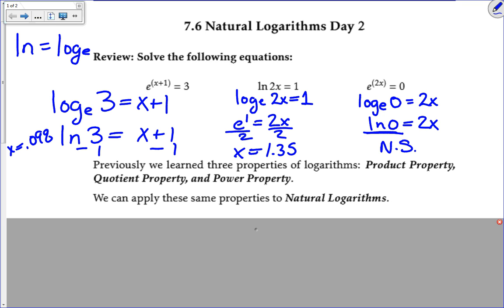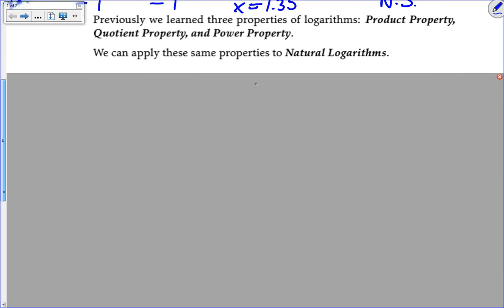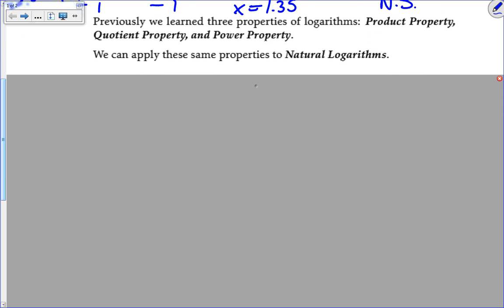So previously we talked with logs, we had these properties, right? We had three properties for logarithms. We had a product property, a quotient property, and a power property, right? Product property allowed us to do what? Break it up how? If we had something being multiplied, we could break that up with what operation? Addition, okay? And then if we had something that was being divided, we could break that up using subtraction.